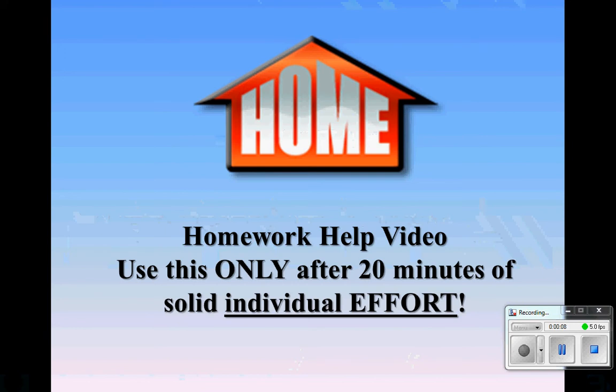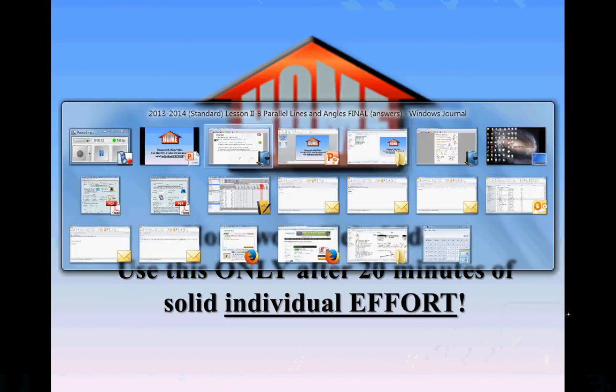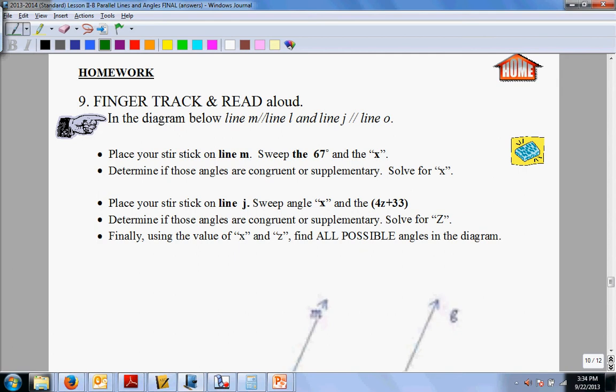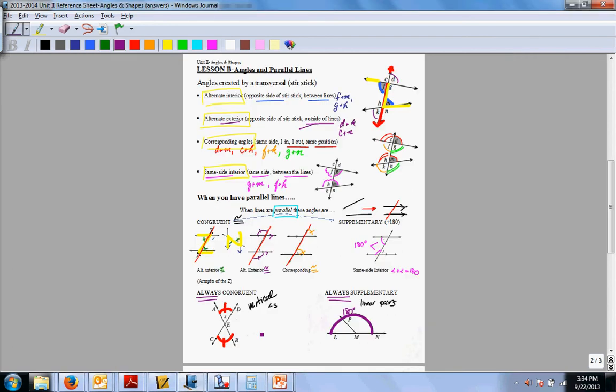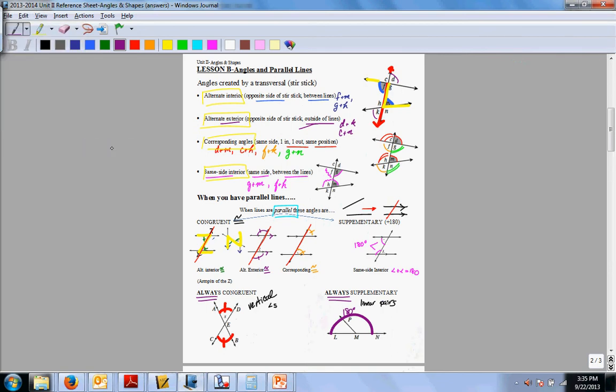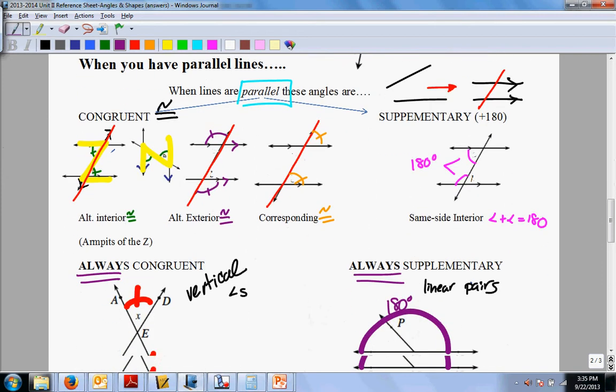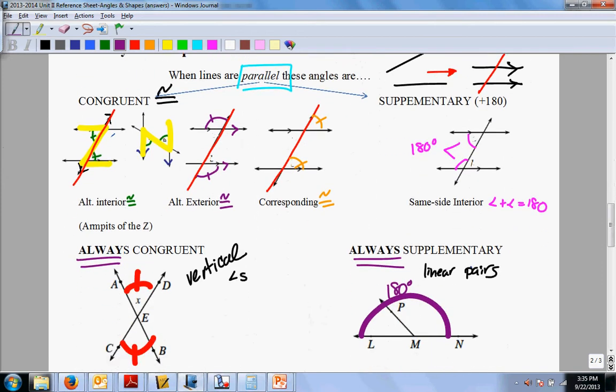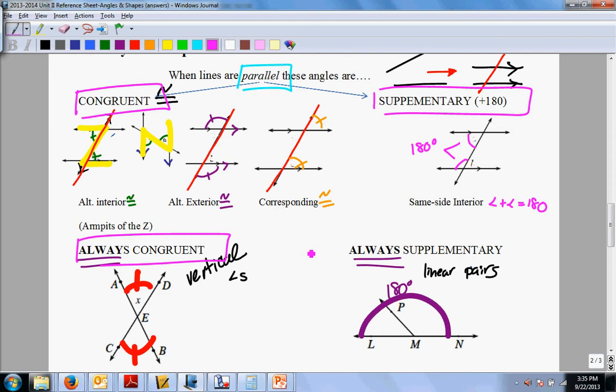Students, this is the homework help video for Unit 2, Lesson B. It is very important as you work through this lesson that you keep your reference card right underneath your nose. Honestly, you should take a couple minutes and attempt to memorize these relationships. When you have parallel lines, what's automatically congruent, what's supplementary? These 6 pairs of angles you must be very familiar with.